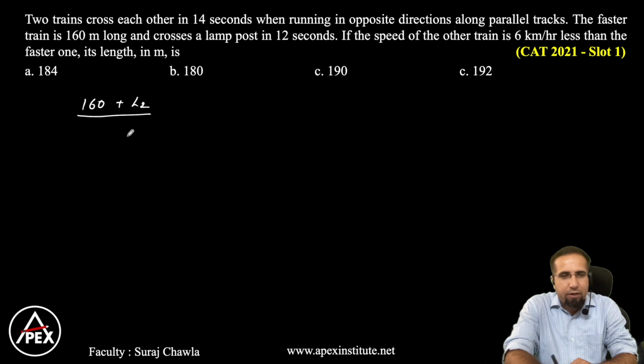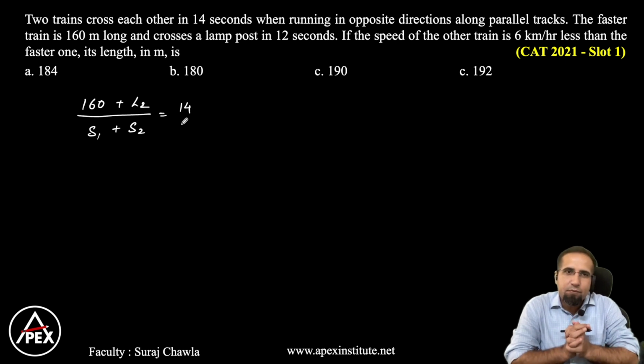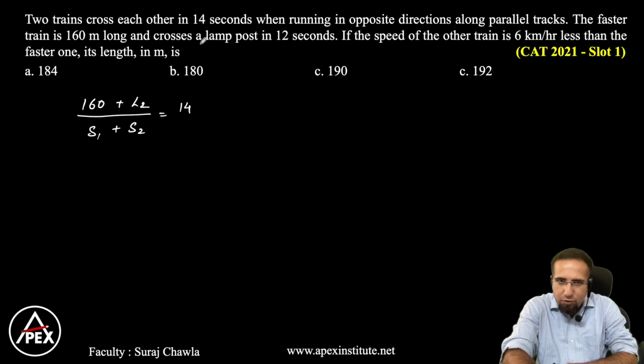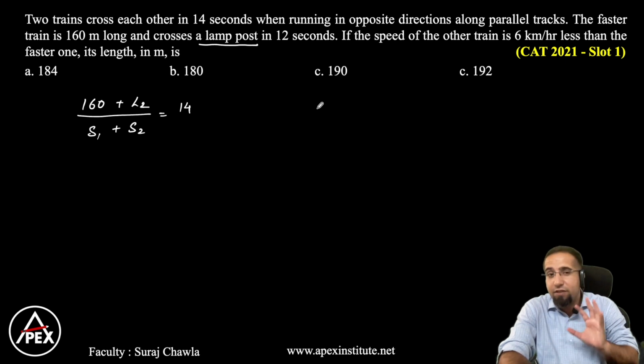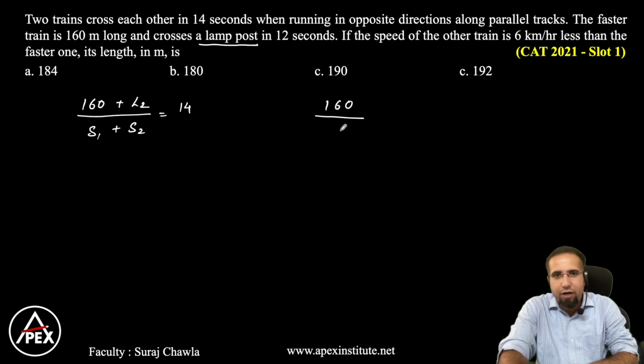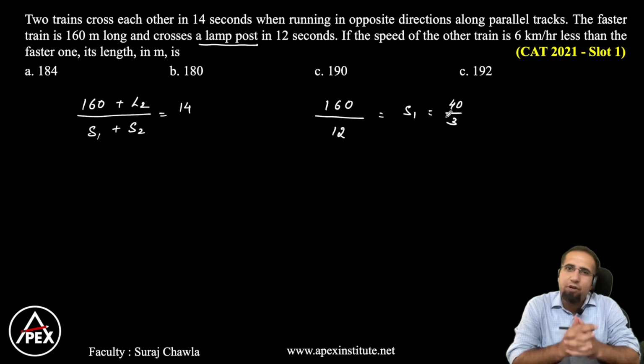Clear? Divided by the speed of train 1 plus speed of train 2, and this total time is equal to 14 seconds. This is what we have in the first case. Now, the second sentence says the faster train crosses a lamp post. Whenever the train is crossing a lamp post, the total distance covered is equal to the length of the train. That means 160 meters divided by 12 will give me the speed of the first train. And that becomes how much? 40 divided by 3. The speed of first train is 40 by 3.